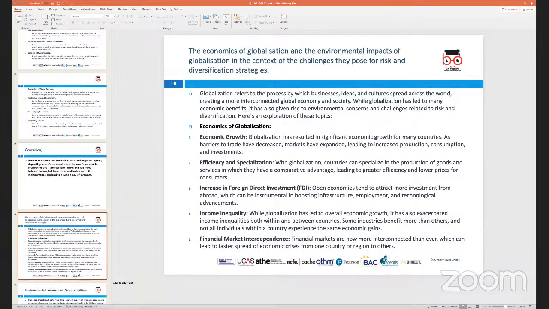So when we look at the economics of globalization and the impacts it can have on the company, it creates different challenges and opportunities for the company. And in some cases, these opportunities and challenges lead to what are called diversification strategies. Is that point clear? Is that point understood? Because this is an important point.